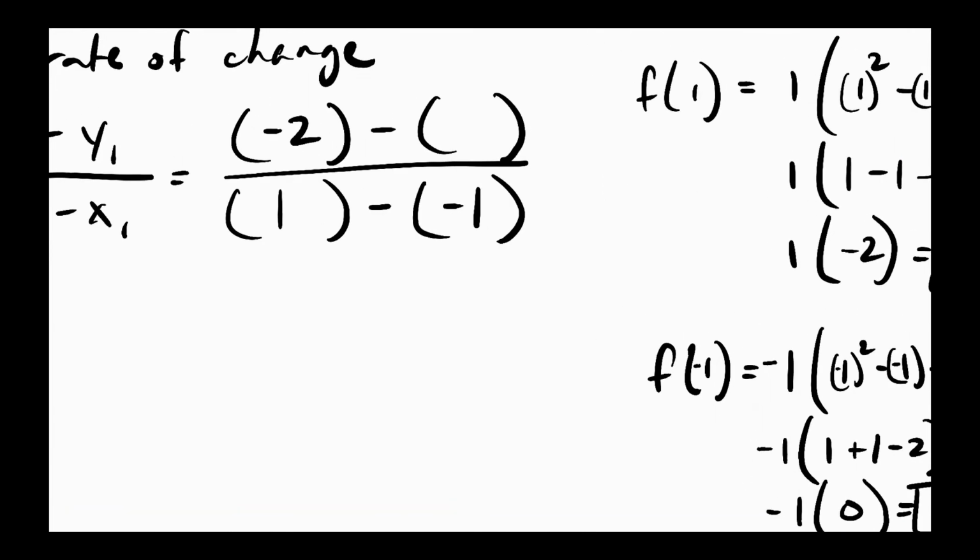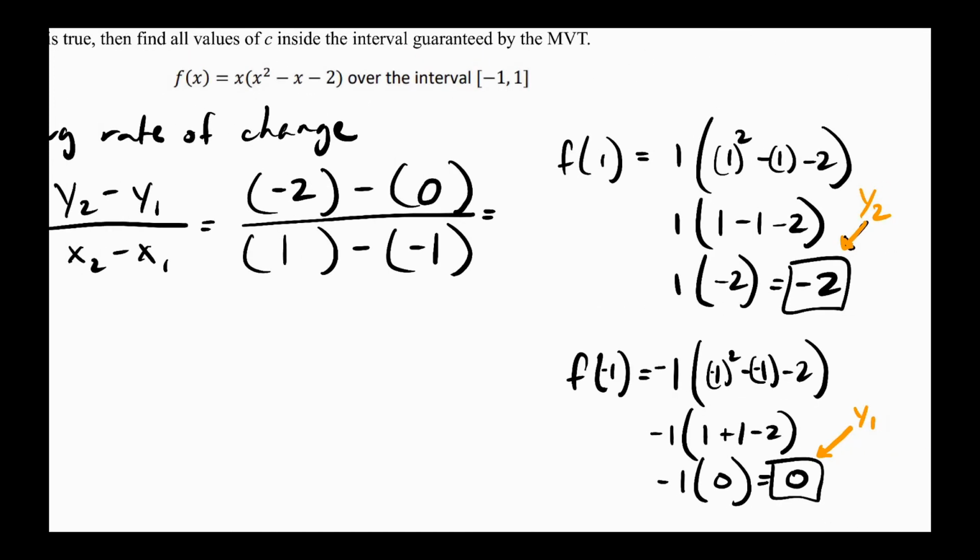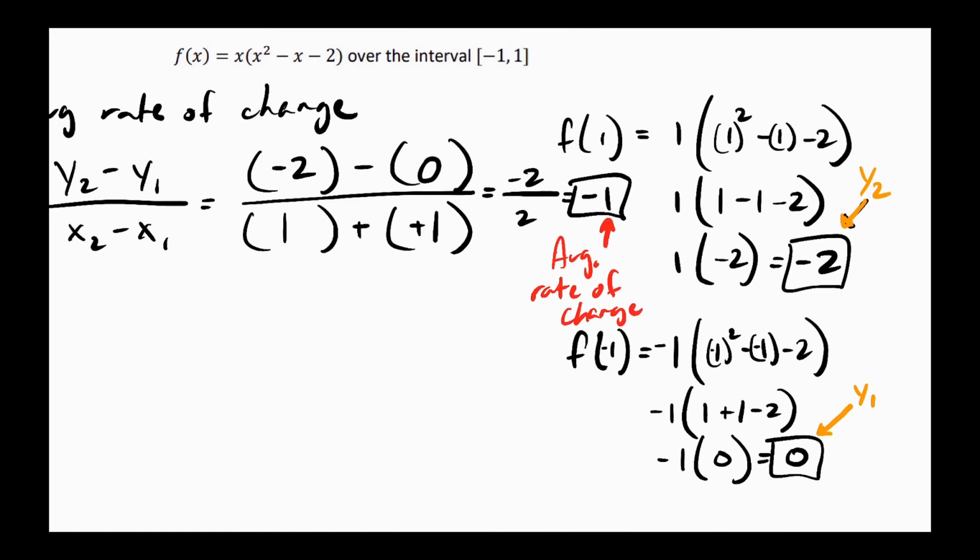Okay. Now, the only thing left to do is to actually do the math. So I get -2 on top, and I get +2 on the bottom, which equals -1. That's the rate of change. That's the average rate of change from -1 to +1. Okay, let me label that: average rate of change.